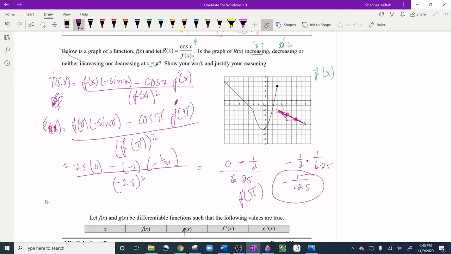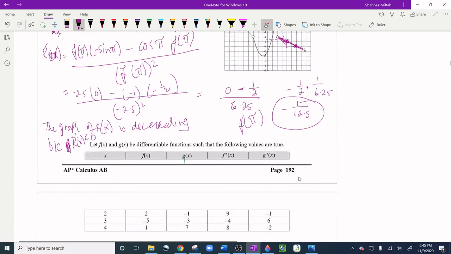So the justification is going to be, pick the English from the question. You're going to say the graph of r of x is decreasing because r prime x is less than 0. So that's what it is. That's how you do that question.